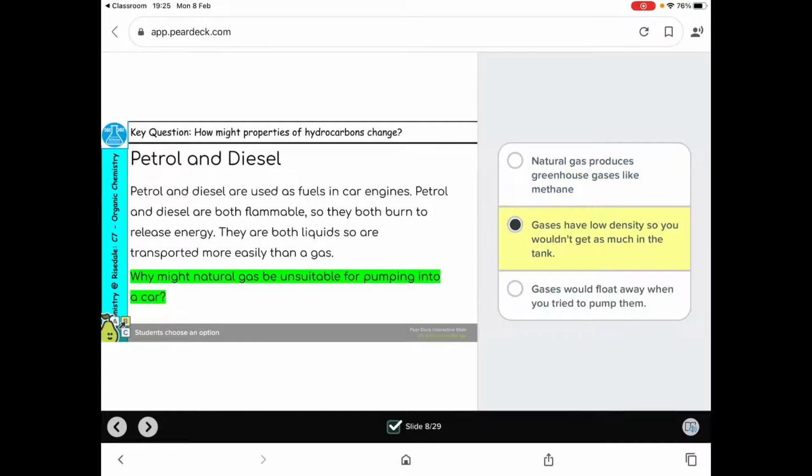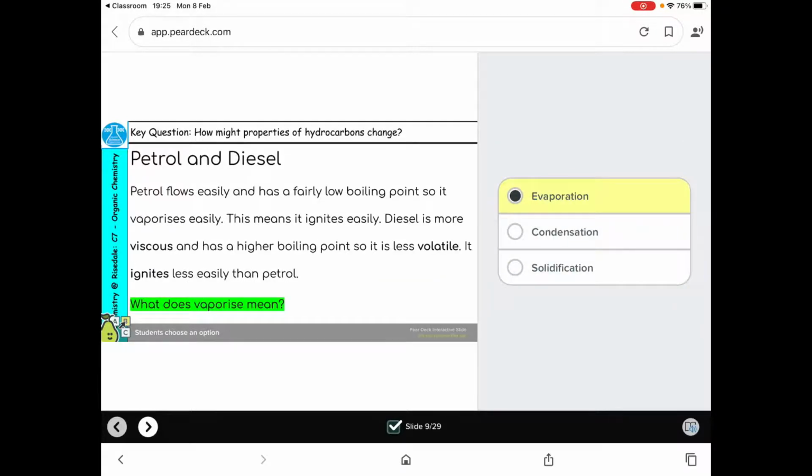Gases have a low density. The particles are far apart, so you wouldn't get as much in the tank. You wouldn't be able to get as far as you would if you used a liquid, where you've put more particles in that could then be part of a reaction. But equally, gases would float away when you try to pump them. As soon as you turn the pump on, once the lid was off your petrol tank, you couldn't guarantee that they would all go in there. So really, any of those answers were correct.